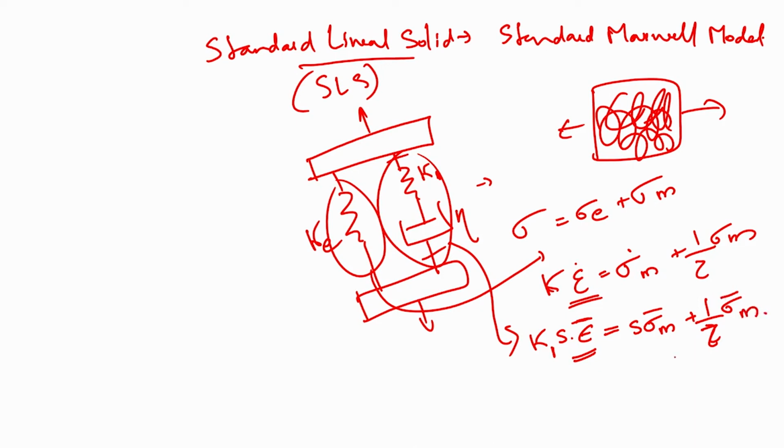And if we solve for sigma m dash as we did in the previous case, we will get this. So we are approaching the same problem that we did previously, but using Laplace transform, so that we can do the combinations later on easily.